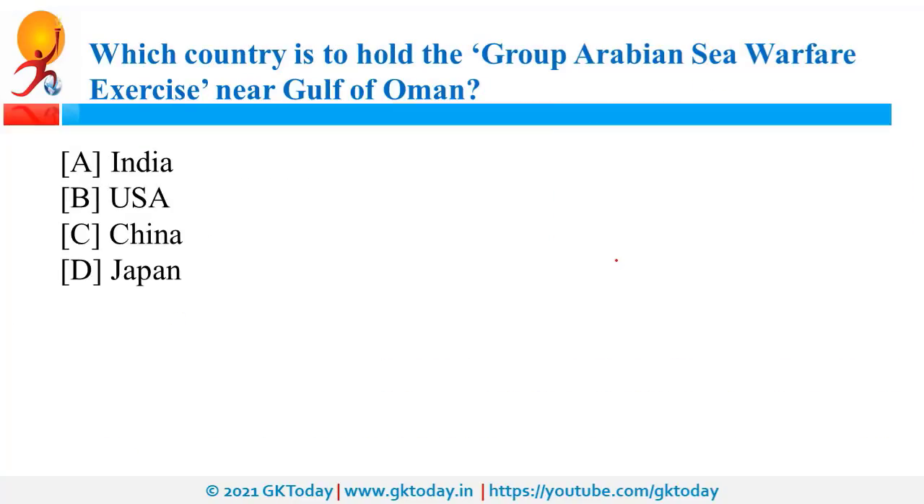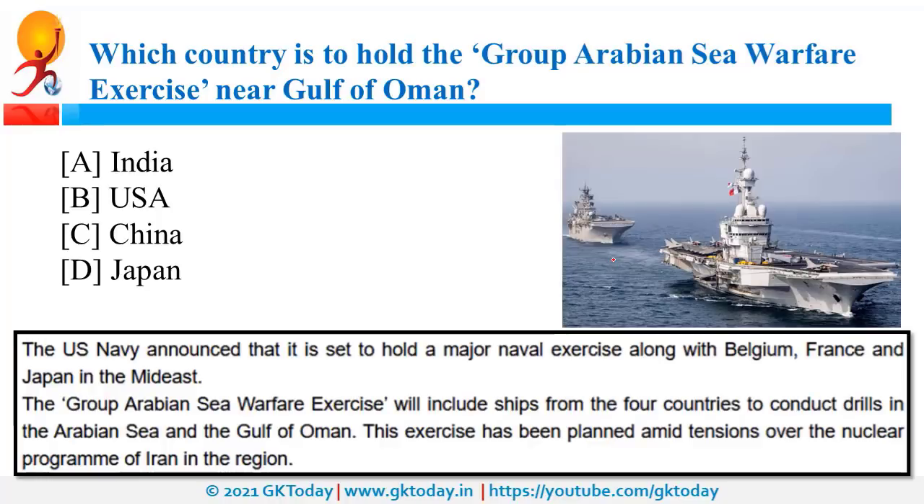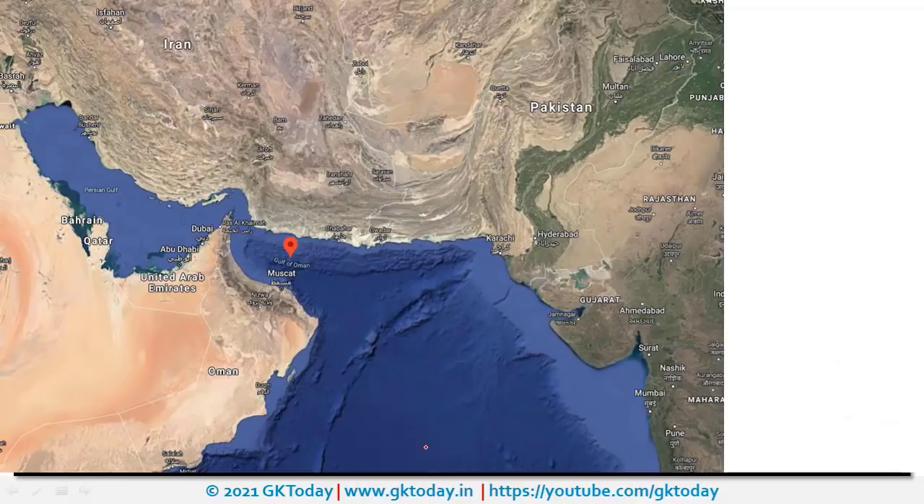Which country is to hold the Group Arabian Sea Warfare Exercise near the Gulf of Oman? So this country is going to be USA. US Navy is going to organize this naval exercise along with Belgium, France and Japan. And this will be conducted in Arabian Sea and in the Gulf of Oman. Now if we talk about the geographical location of Gulf of Oman, so this is the Gulf of Oman, this is Persian Gulf, this is Iran, Pakistan, and this is our country, India, this is Oman, this is UAE, this is Qatar and Bahrain.